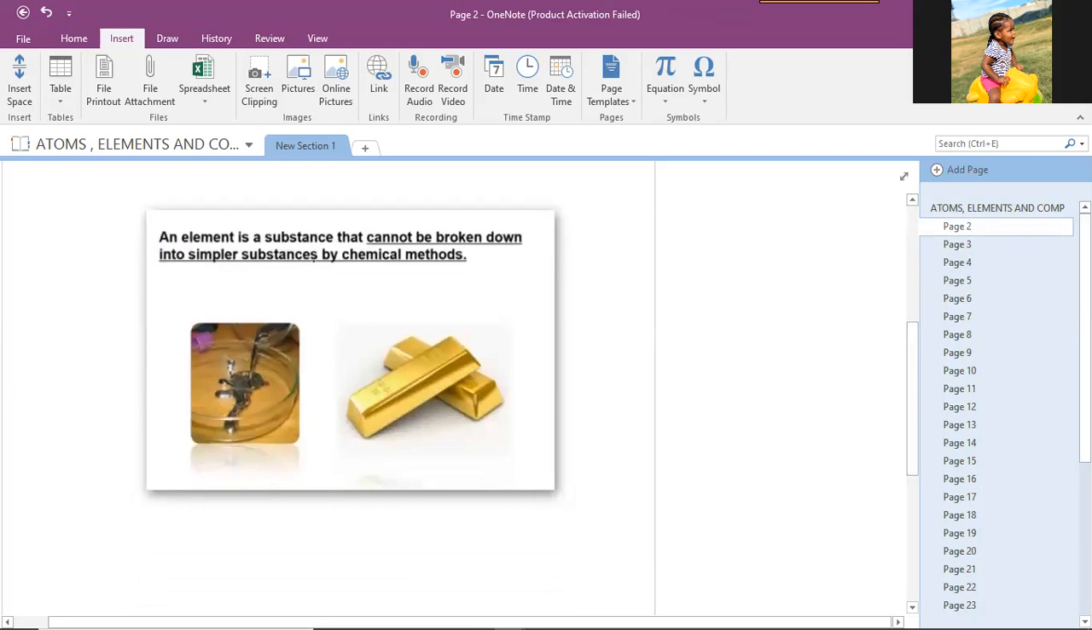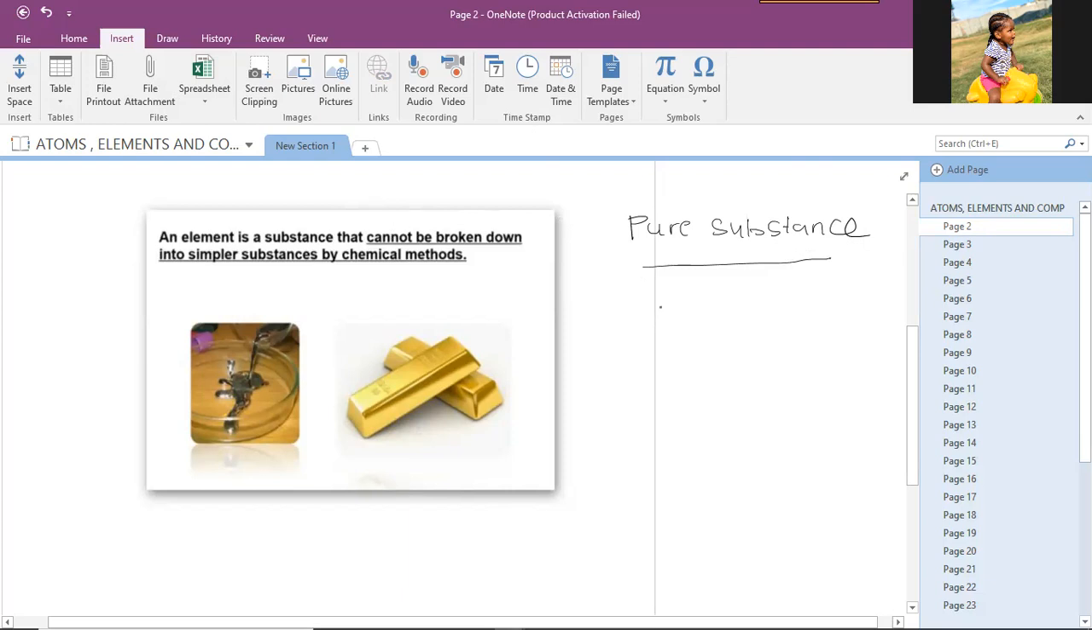So, Fabi, have you seen a periodic table before? Yes. So all those elements in the periodic table are pure substances. Elements are pure substances. It's a substance in its purest form that cannot be broken down into any other simpler substances, either by physical means or by chemical means.